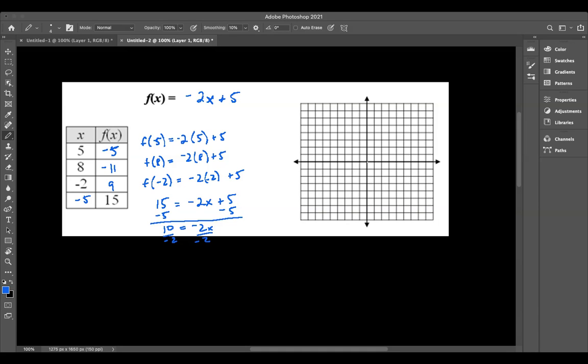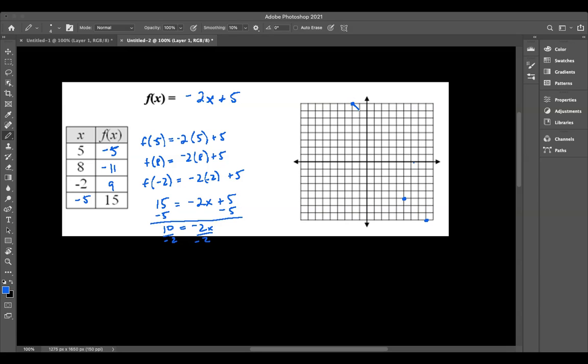All right, so we have 5. Okay, we go up 1, 2, 3, 4, 5. Down 1, 2, 3, 4, 5. Boom, right here. Okay, 8. This is 5. We go 1, 2, 3, 6, 7, 8, and then we go down 11, somewhere around here. Okay, -2, 1, 2, and then we go up 9. Right here. And then we have -5, and then we go out somewhere around here.